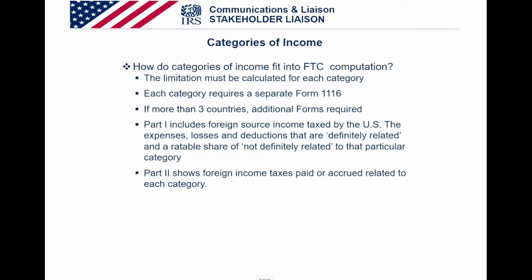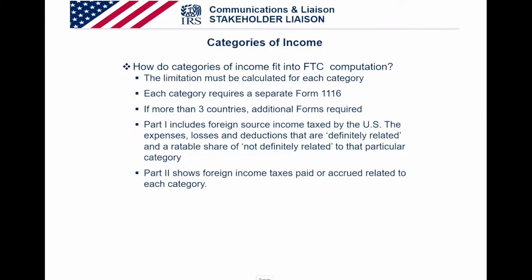So now we're going to discuss the categories. How do categories of income fit into the foreign tax credit computation? The limitation must be calculated for each separate category. Each category requires a separate Form 1116, and if there are more than 3 countries, additional forms are required. Part 1 of the Form 1116 includes foreign source income taxed by the U.S., the expenses, losses, and deductions that are definitely related, and a ratable share of those not definitely related to that particular category of income. And Part 2 shows foreign income taxes paid or accrued related to each category.